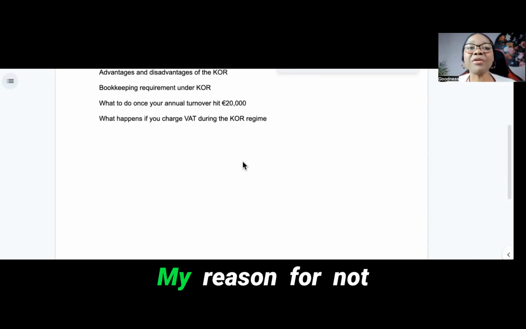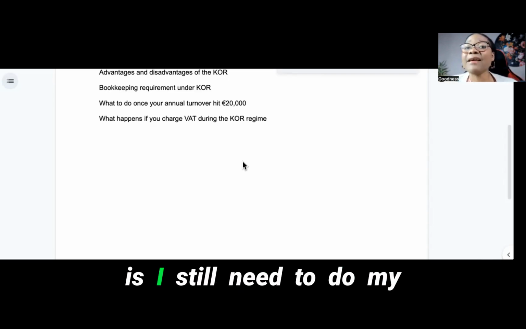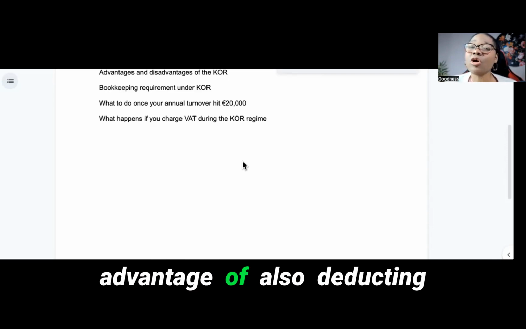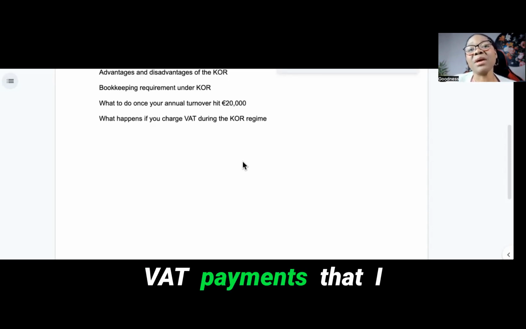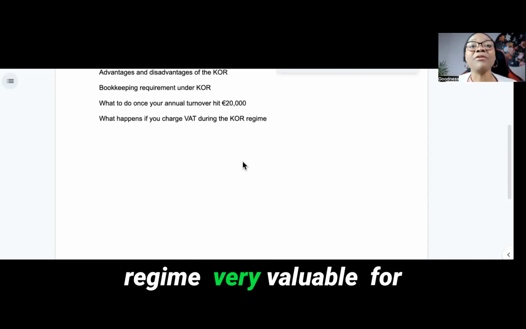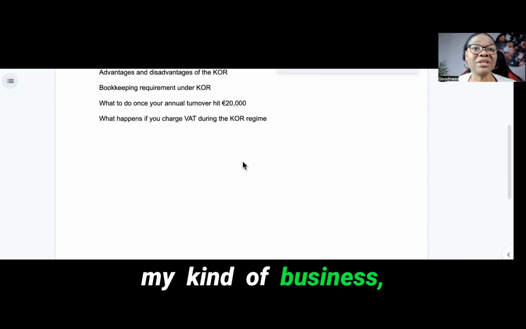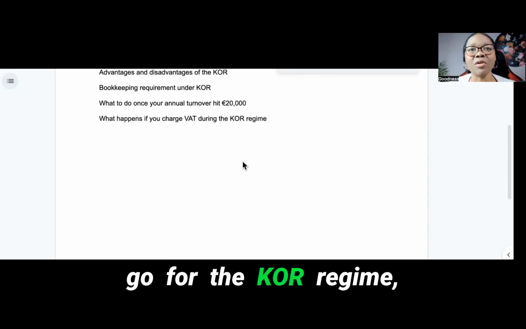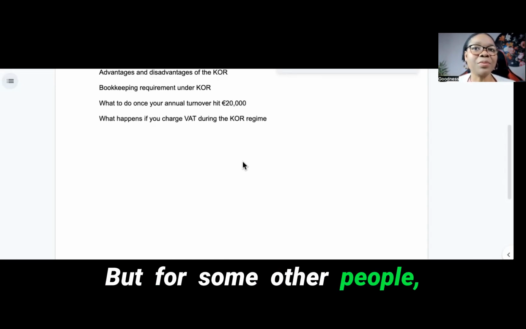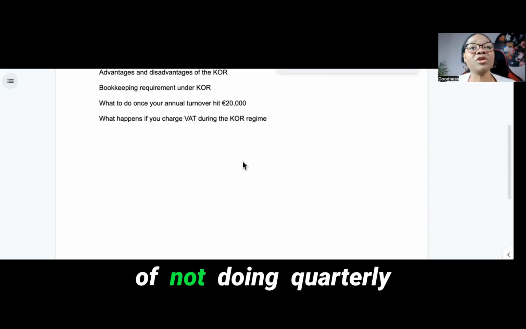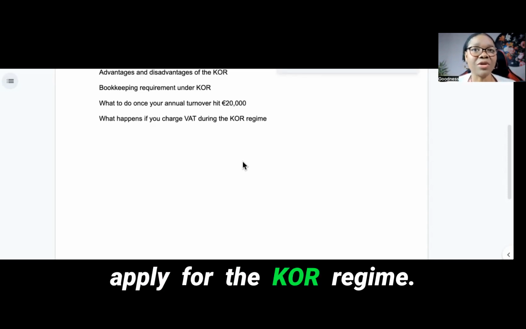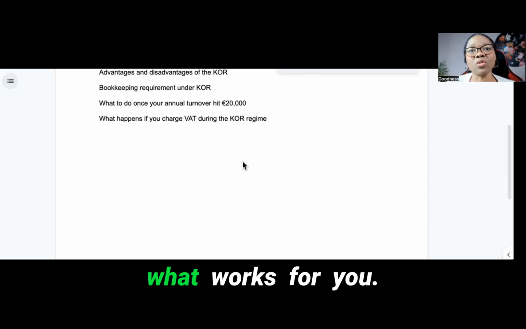My reason for not subscribing at the time is I still need to do my bookkeeping anyway, so why don't I just take advantage of also deducting VAT payments that I pay for my expenses? So I did not see the KOR regime as very valuable for my kind of business, and that is why I didn't go for the KOR regime, even though my turnover was below 20,000. But for some other people, they like the convenience of not doing quarterly VAT returns, and so they prioritize that and they apply for the KOR regime. It is up to you to choose what works for you.